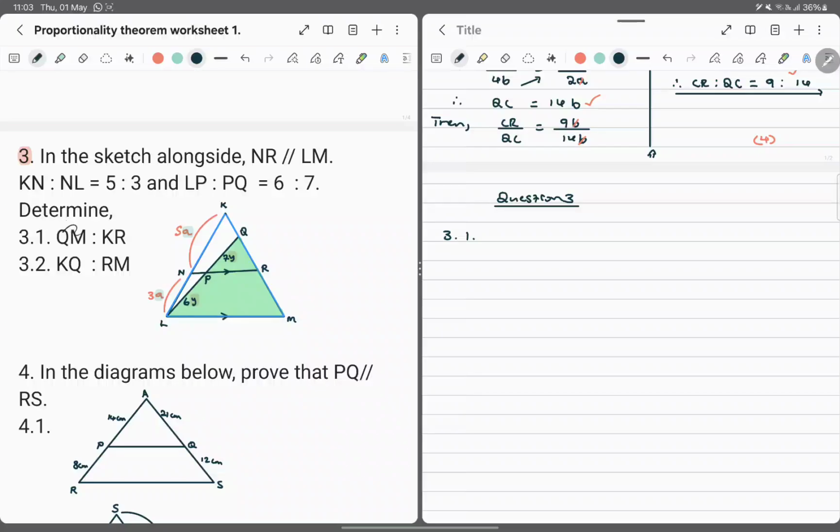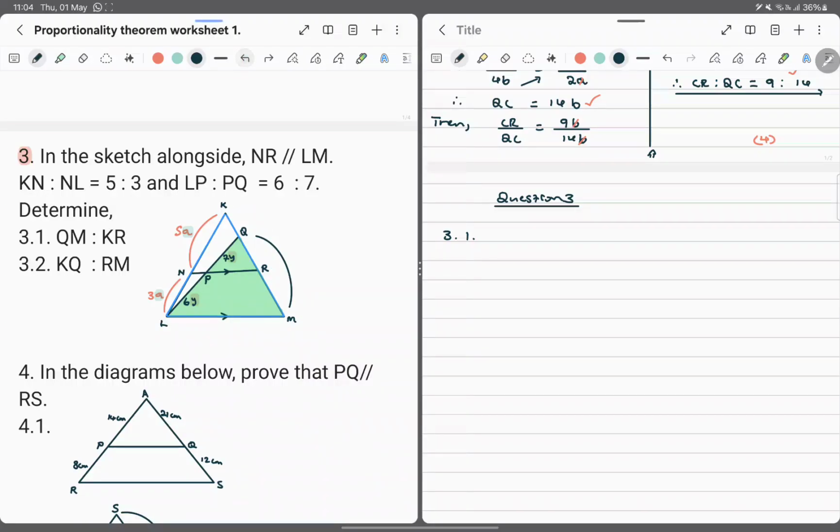Now the question says we need to determine QM, right? QM is to KR. Can you see this? There's a crisscross here. We need QM is to KR. Can you see? Now this is crazy because it's already suggesting we are in trouble. So we will need to represent something by something here.